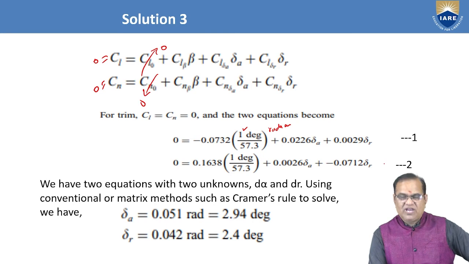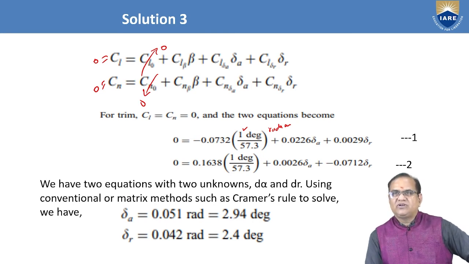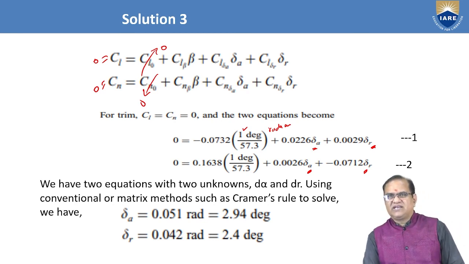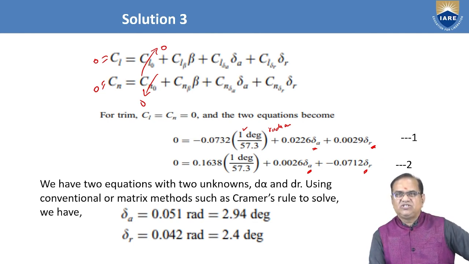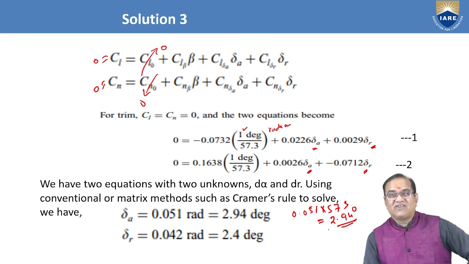So we now have two equations with two unknowns, and these unknowns are delta A and delta R. We can solve by Cramer's rule or any other method, and we find that delta A is equal to 0.051 radian. If we multiply 0.051 into 57.3, we get 2.94 degree. This is the angle for elevator deflection.